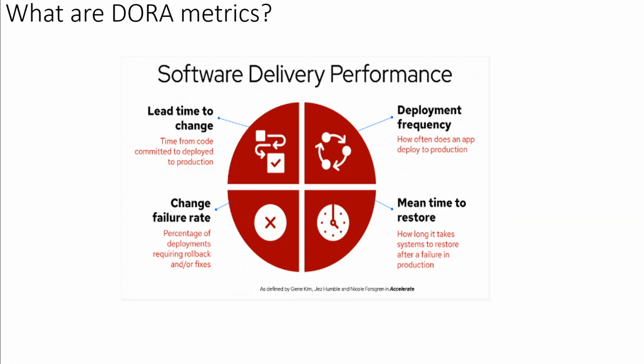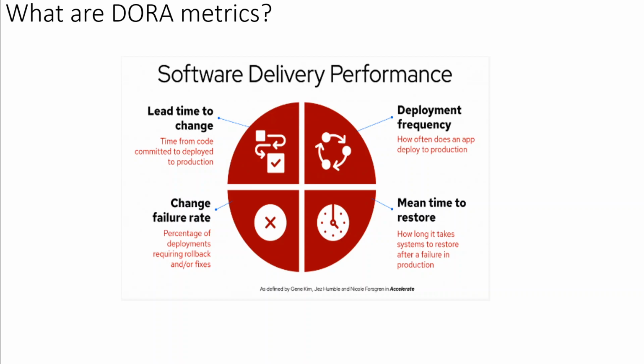Let's have a look at what exactly these four DORA metrics are. DORA metrics have quickly become the gold standard for measuring and understanding software delivery efficiency. The four key metrics are lead time for change, deployment frequency, change failure rate, and mean time to restore.